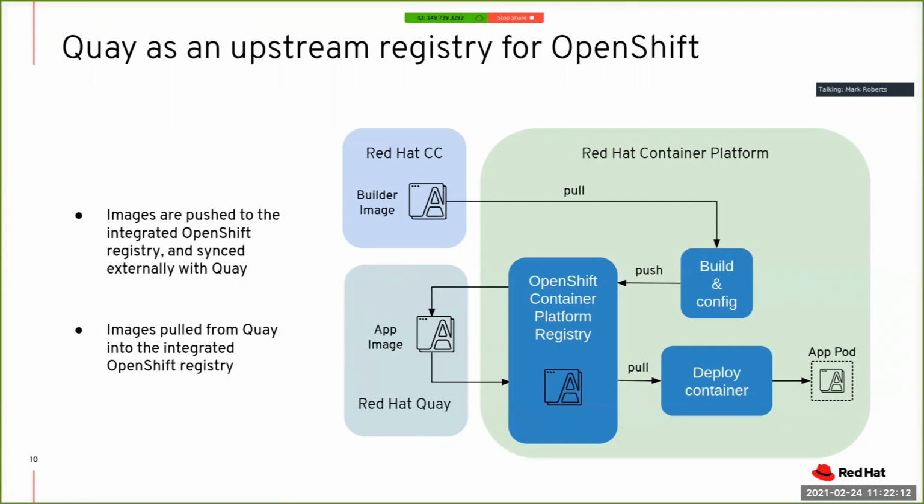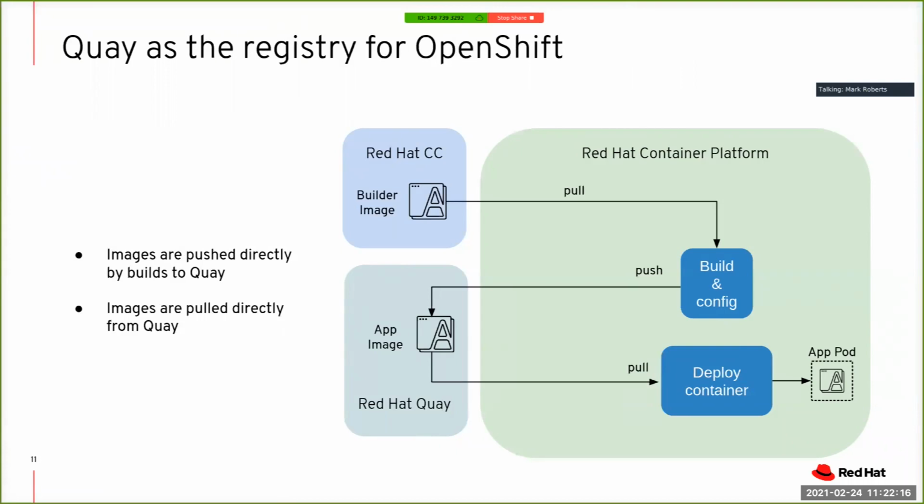Now, our other option here is actually just to use Quay as our image repository. So we've taken away the image repository held directly within OpenShift. In this instance, everything gets pushed to Quay, everything gets pulled from Quay. It's used as an integral part of that process, and it's used for all the images that we will produce. One of those scenarios will be more appropriate to you than the other, I guess.